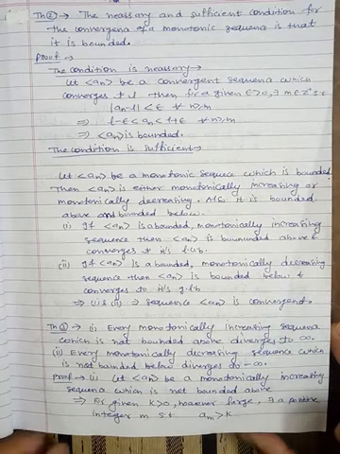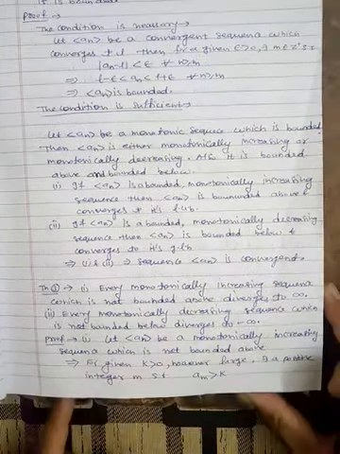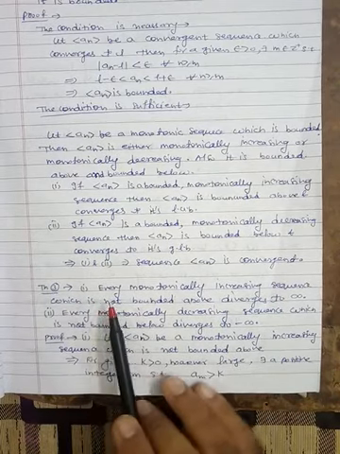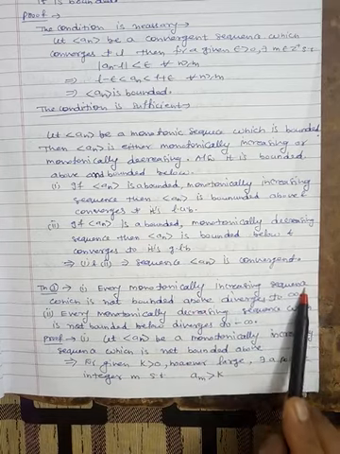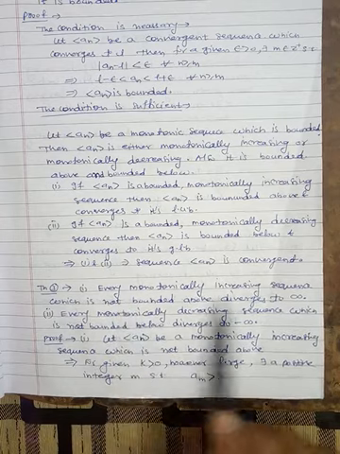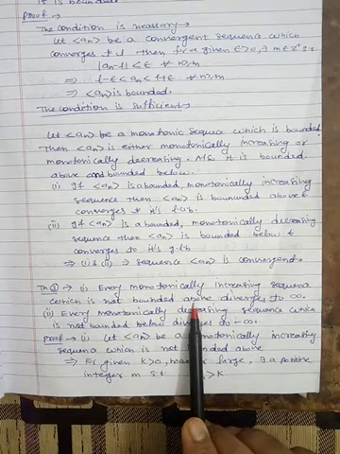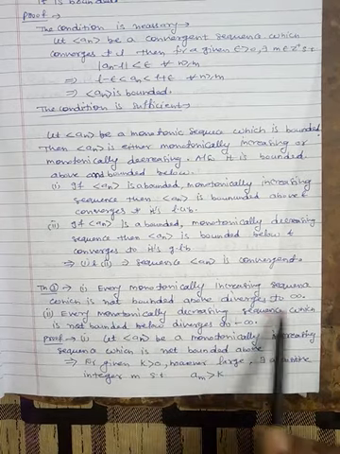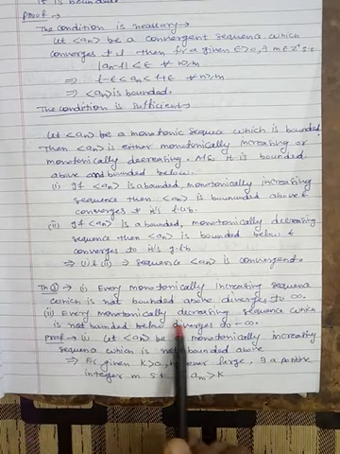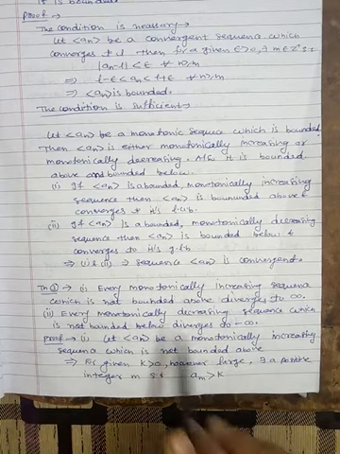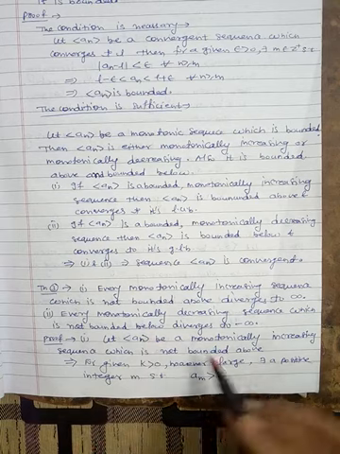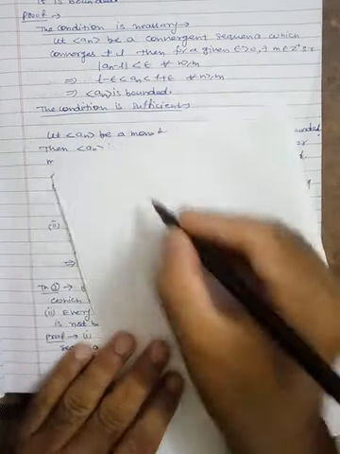Fine. Now we will start the next theorem. The statement is divided into two parts. The first part says every monotonically increasing sequence which is not bounded above diverges to infinity. The second statement says that every monotonically decreasing sequence, having a decreasing pattern but not bounded below, obviously diverges to minus infinity. So this is the meaning.